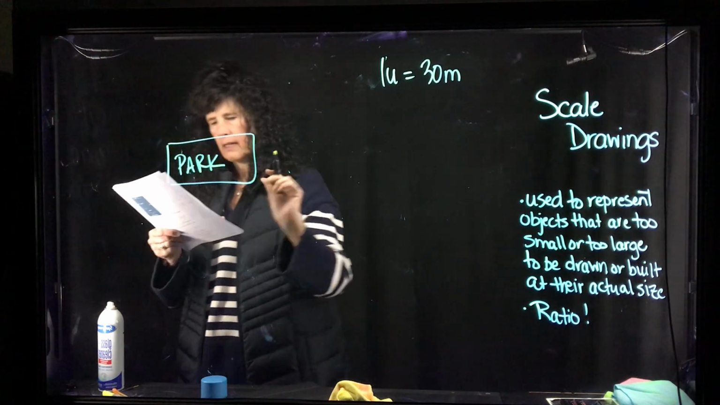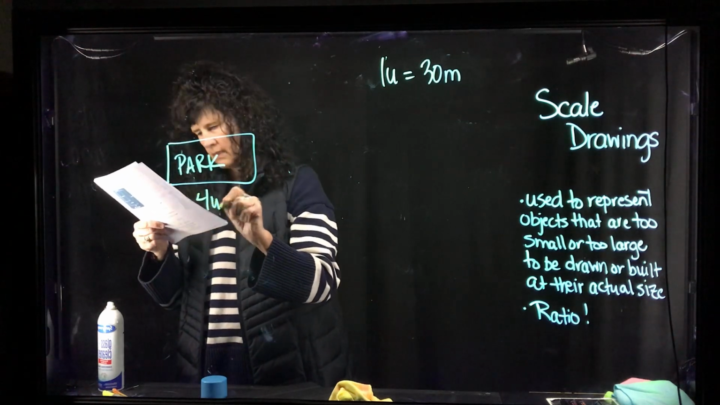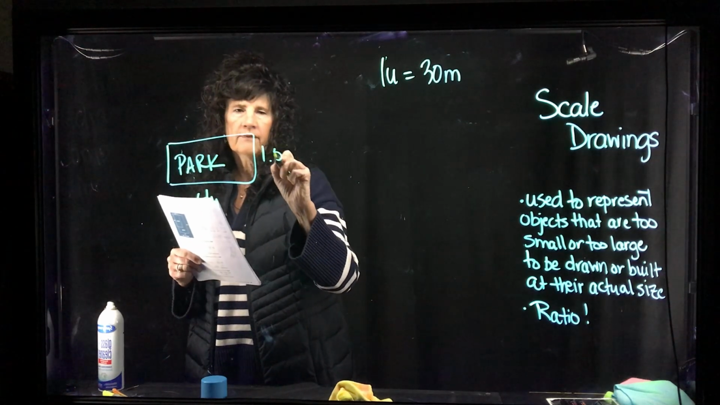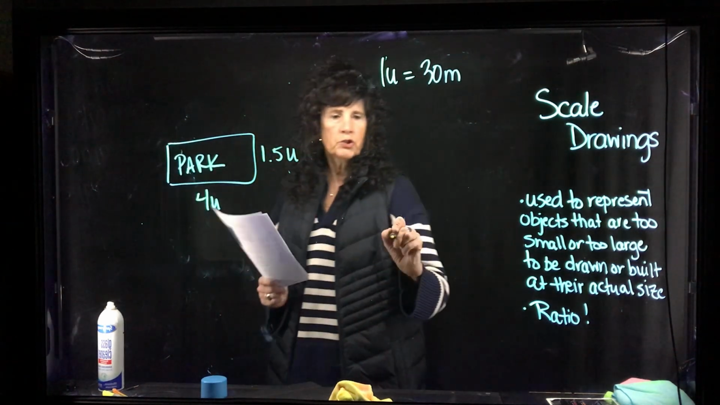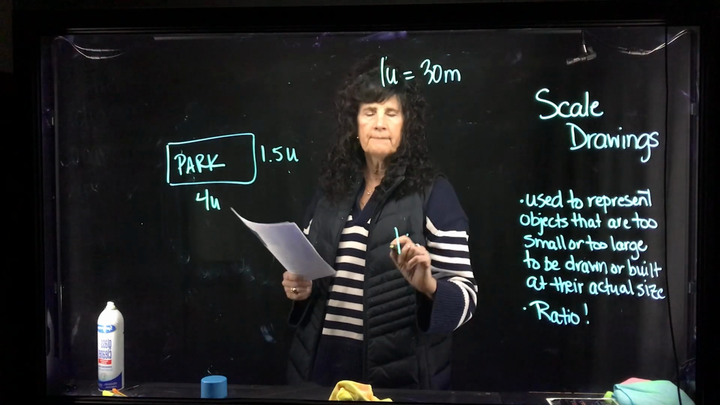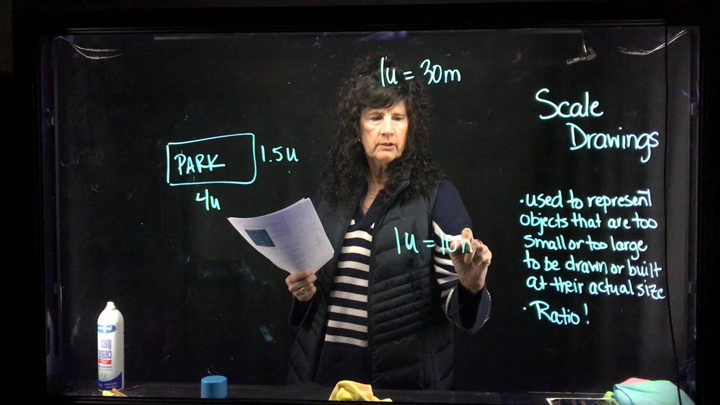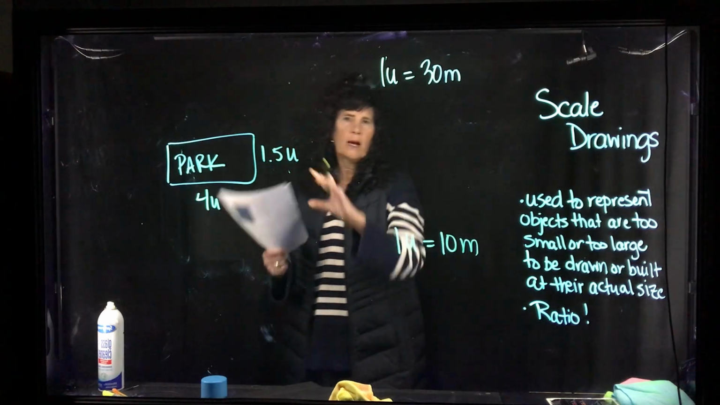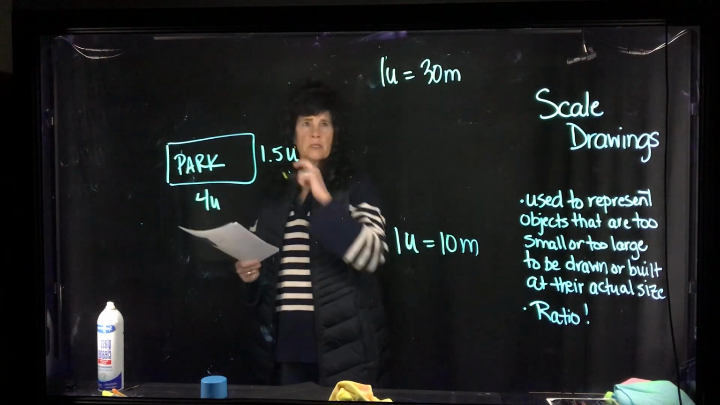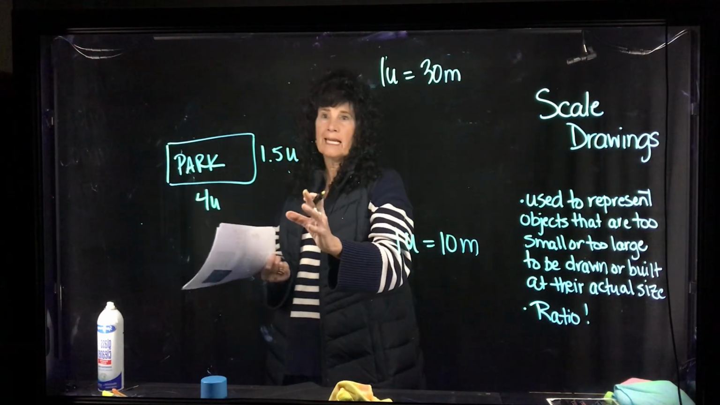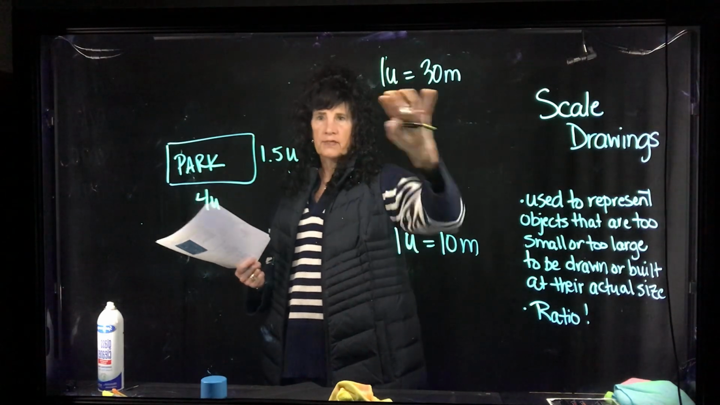And this park at this scale has, let's see, the length is 4 units and the width is 1.5 units, okay? And it wants you to take this and change the ratio to 1 unit is equal to 10 meters, and then find how big the park needs to be drawn with this different scale, okay? So the first thing we're gonna do is find out what is the actual length and the width of the park based on this scale, okay?